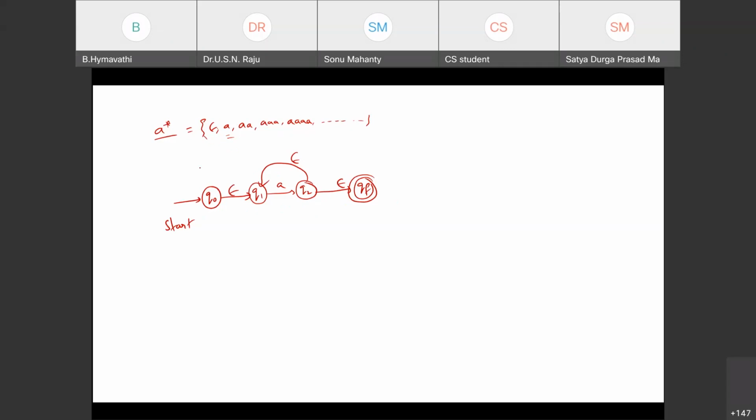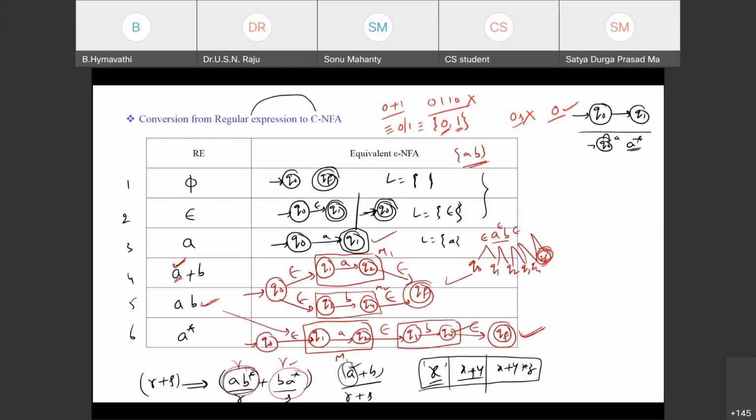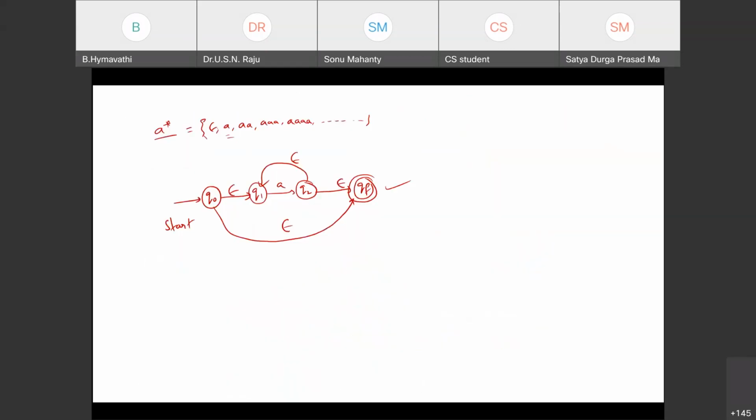Now is it accepting the epsilon? Okay, one more epsilon. Sorry. One more epsilon here. So this is the diagram. Just remember this. However big the expression may be, we use these 6 diagrams whenever we convert a regular expression to an epsilon NFA.